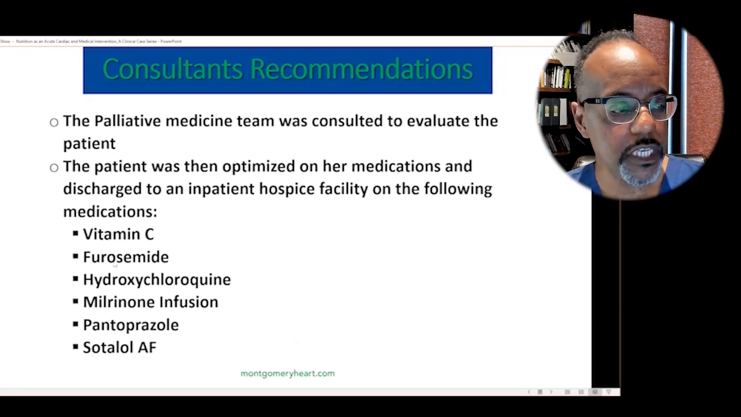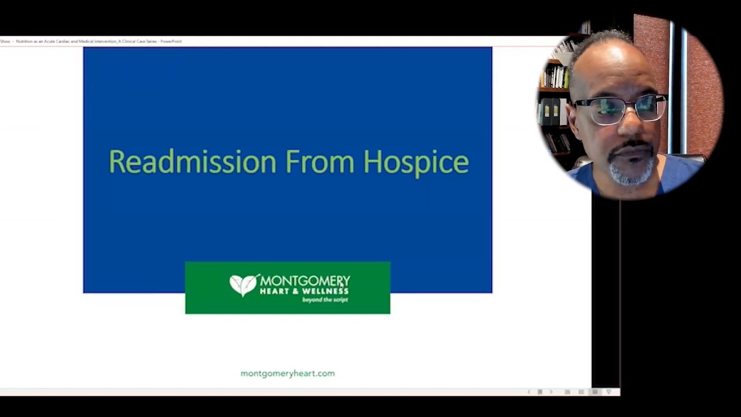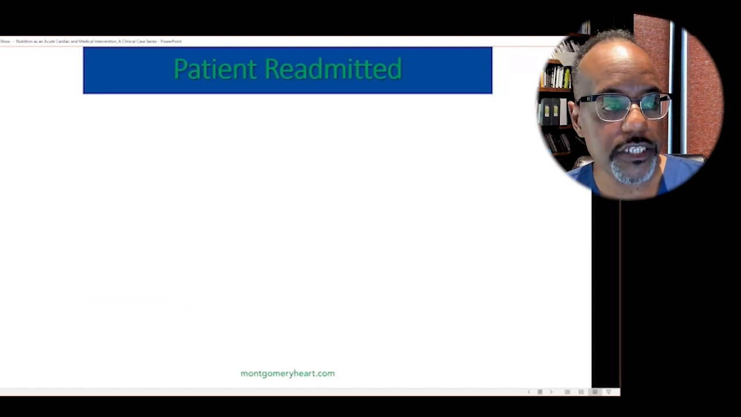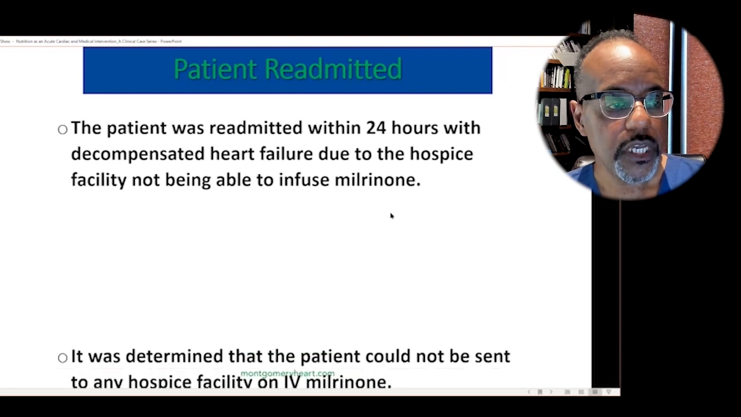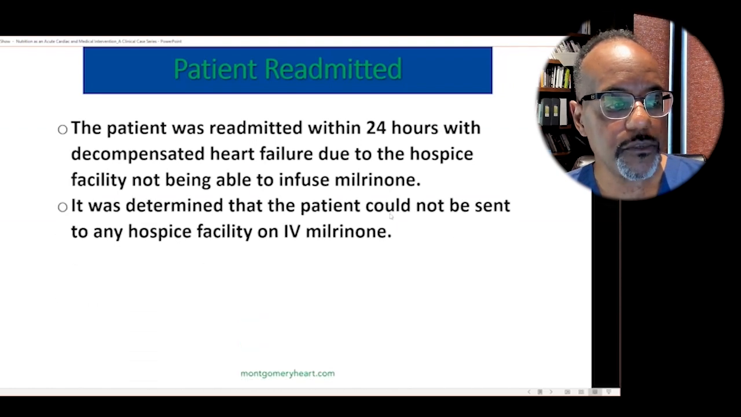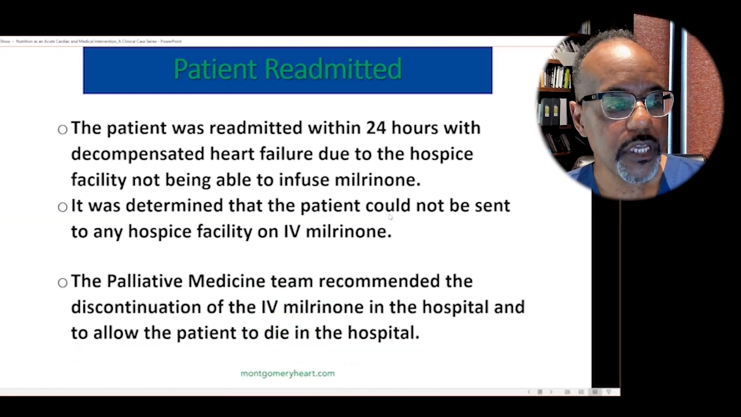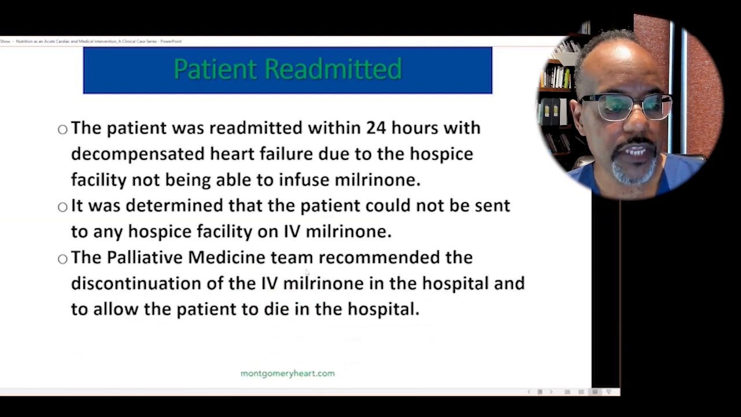She was on vitamin C, diuretics, hydroxychloroquine for her lupus, and she was put on a milrinone infusion for the heart failure. She was on some other medications, Sotalol for the arrhythmia. And we were going to discharge her to a hospice facility. And we were told that they would take the milrinone infusion. However, within 24 hours of being discharged, they were not able to give the milrinone. And so the palliative medicine team was called back, and they recommended the patient be discontinued from milrinone in the hospital.